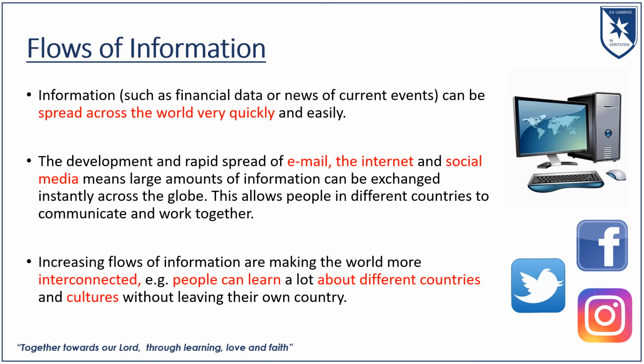Okay, so just to reiterate what I said on the previous slide, what you've got to do here is read through the information that's on this slide, summarise it by highlighting the key points, and then add those key points to the relevant branch of your mind map, the branch that says flows of information. An example will be shown for you on the next slide.